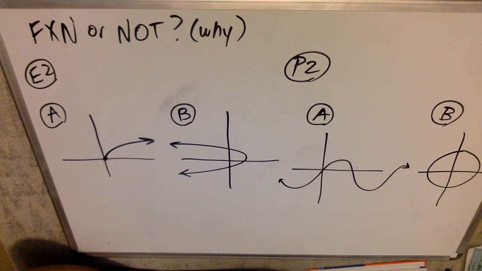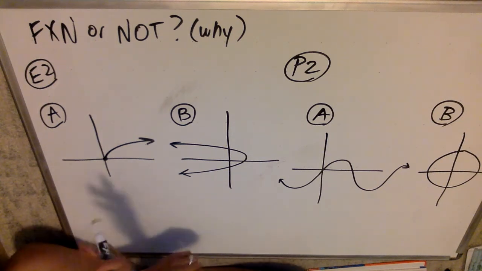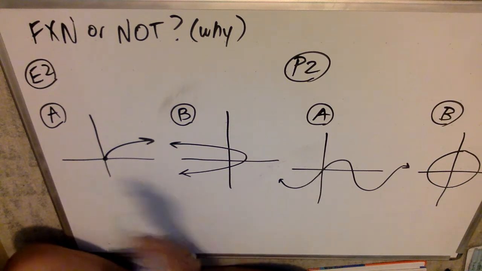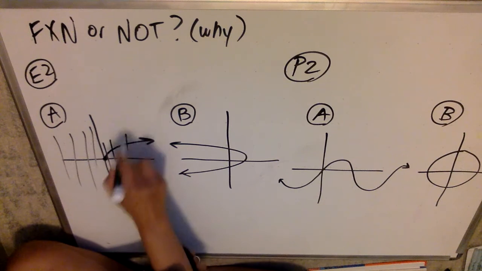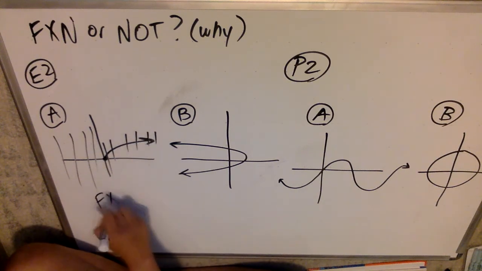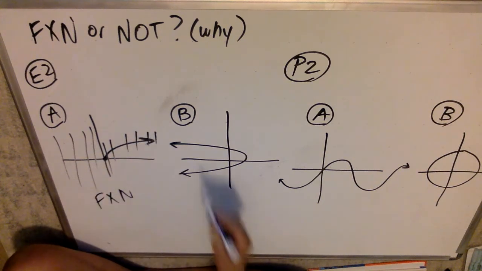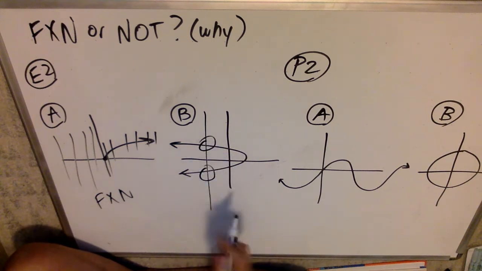All right, so I'm going to walk through E2. Remember, at most once. Over here, the vertical line doesn't hit anything. It's just hitting air. But here, it hits once, and it's going to hit once forever. So that's a function. All I need is one vertical line to fail. Pick any one. Oh, look, that fails. This is not a function, because of this spot right here.